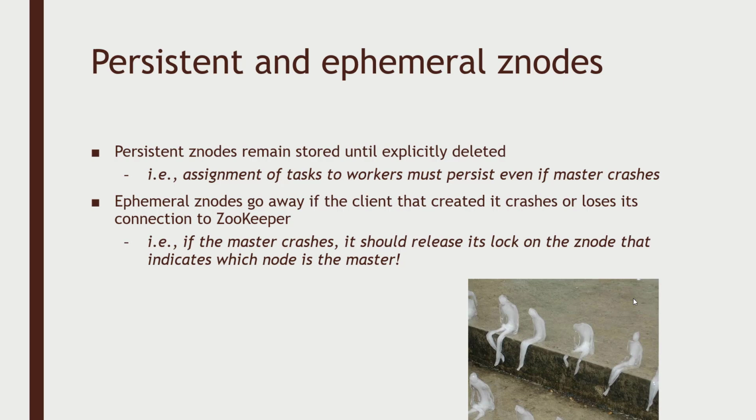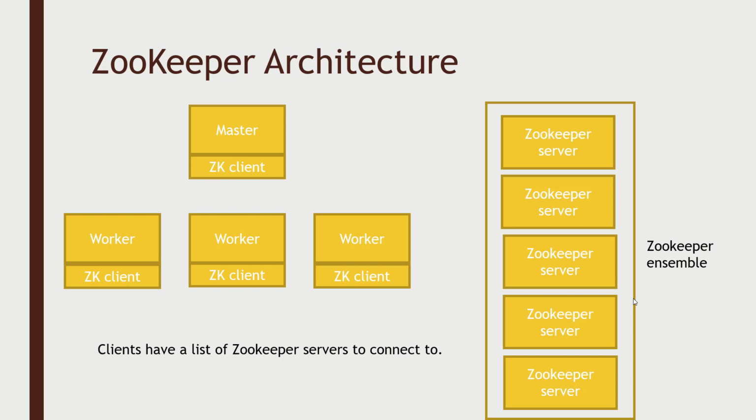Persistent is, well, what it sounds like. It's stored persistently even if the person who wrote it goes down, but ephemeral nodes will go away automatically if the client that created it either crashes or loses its connection. And that's how we can deal with failure modes of individual clients going down.